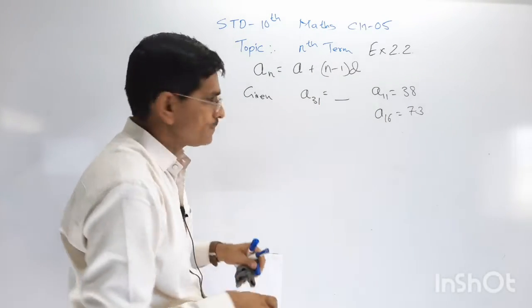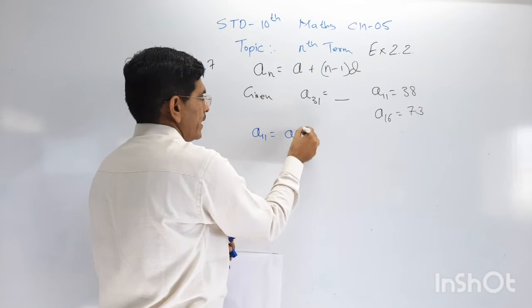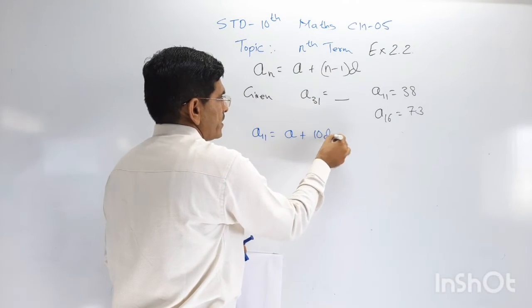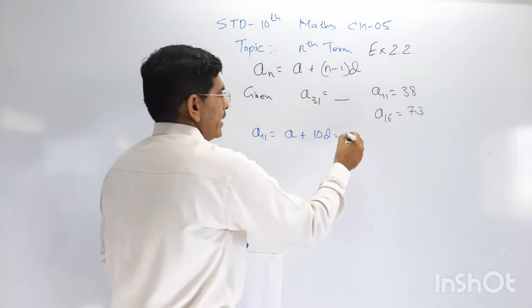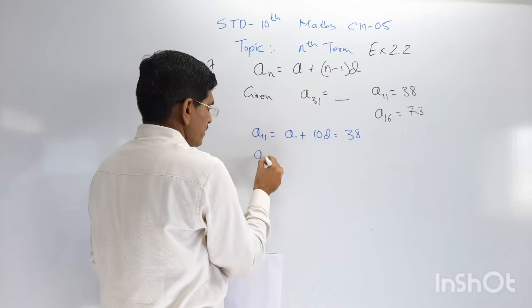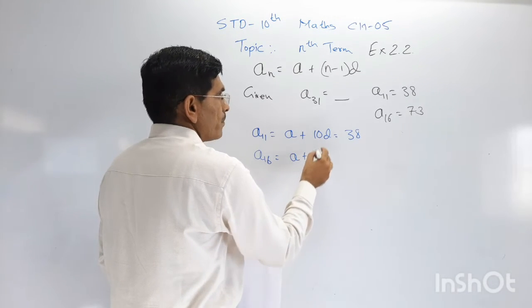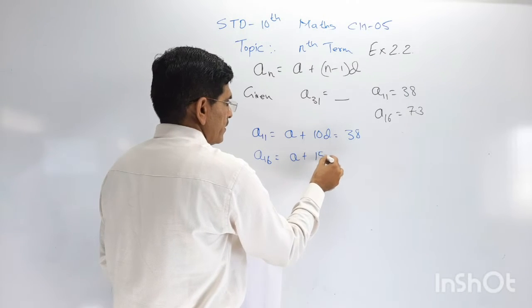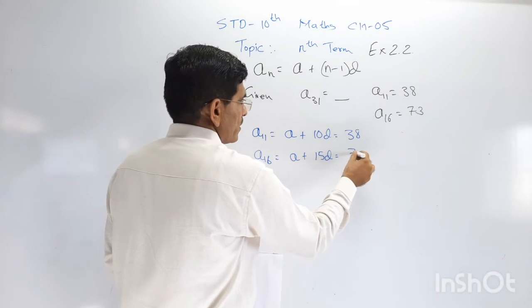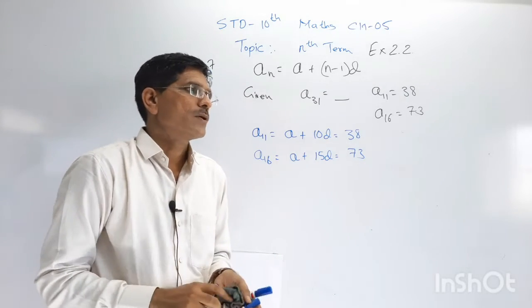A11 means what? A11 is equal to A plus 10D. Always remember, 1 minus I have to do, and put 38 here. A16 is again A plus 15D is equal to 73. That is equation number 1 and equation number 2.